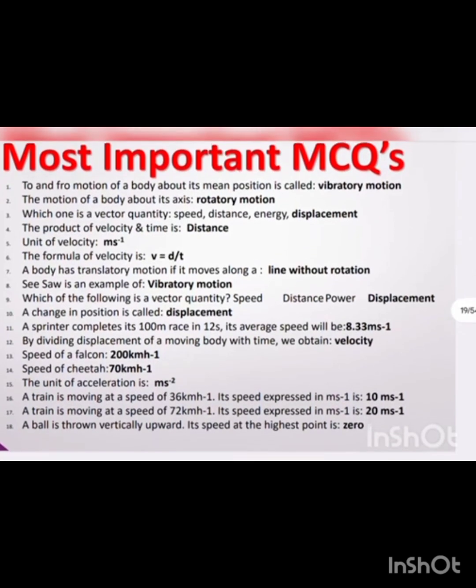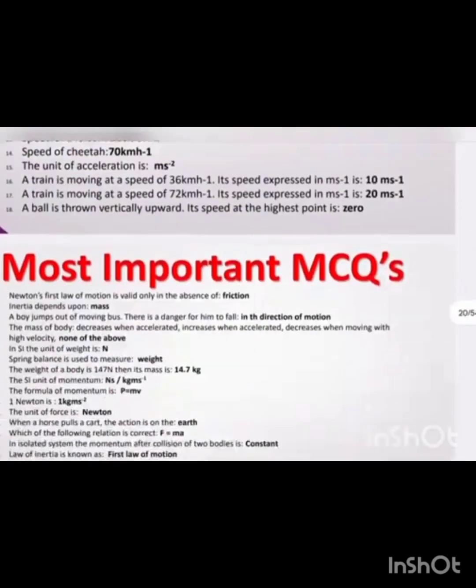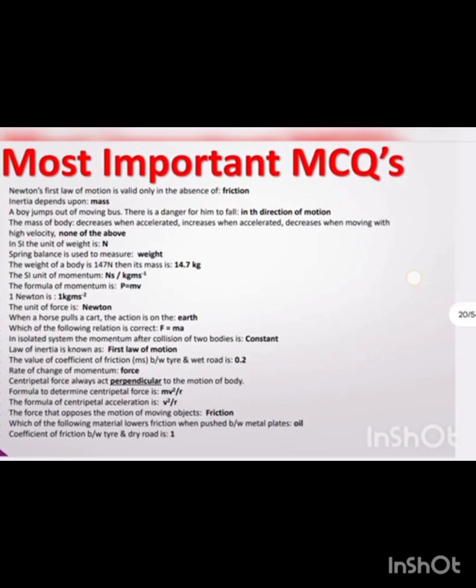A ball is thrown vertically upward. Its speed at the highest point is 0. Newton's first law of motion is valid only in the absence of friction. Inertia depends upon mass. A boy jumps out of a moving bus. There is a danger for him to fall in the direction of motion. The mass of body decreases, when accelerated increases decreases. The correct option is: the mass of body, none of these.